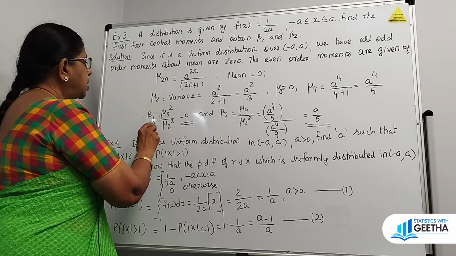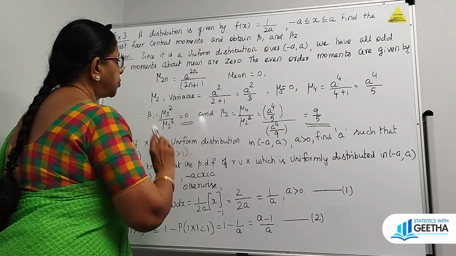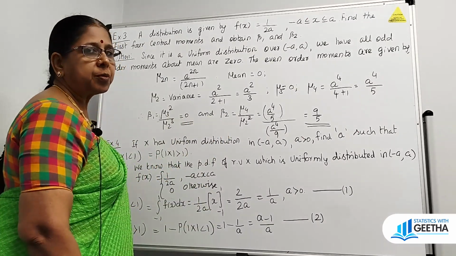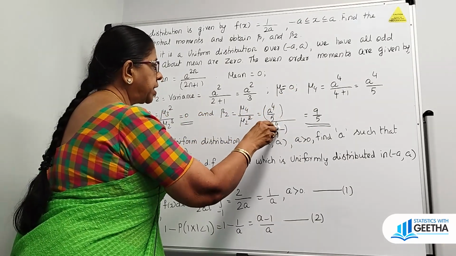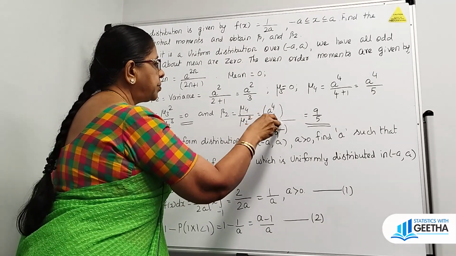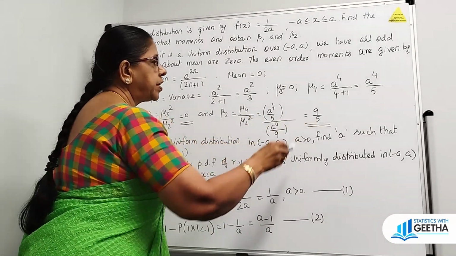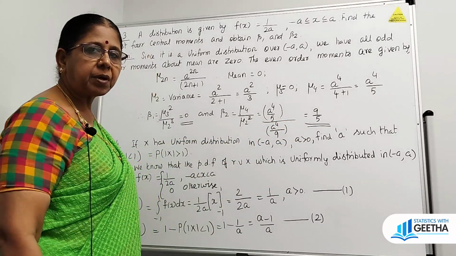இப்போ பீட்டா 1 அதுக்கு ஃபார்முலா mu 3 ஸ்கொயர் பை mu 2 கியூப். mu 3 0ங்கிறதுனால ஃபுல்லாக 0. பீட்டா 2 is equal to mu 4 by mu 2 ஸ்கொயர், that is a power 4 divided by 5 divided by இதுக்கு ஸ்கொயர் பண்ணுறோம். அப்போ a power 4 by 9 ஆகிடும். ஸோ a power 4 கேன்சல் ஆகி 9 divided by 5 ஆகிடும். ஸோ பீட்டா 1 is 0, பீட்டா 2 வந்து 9 by 5.